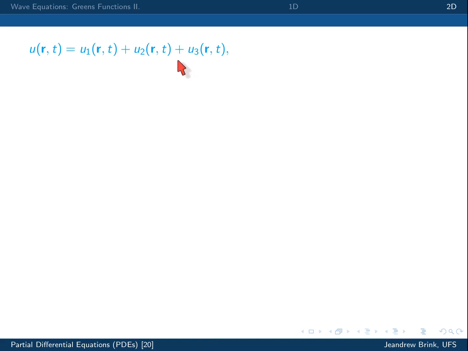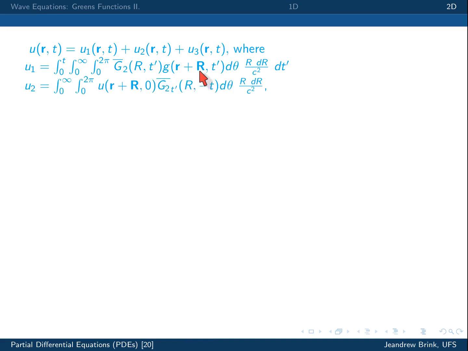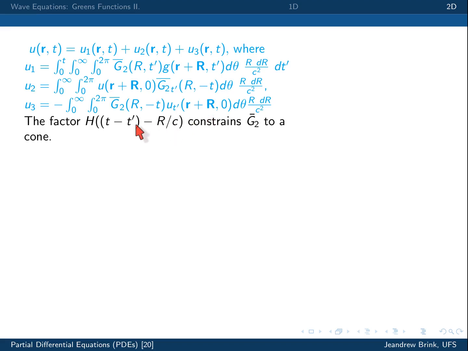Just to reiterate what we had on the first slide, we're going to break it up into 3 terms. The first term deals with the forcing. The second term deals with the initial condition. And the third term adds the contribution of the derivative of the initial condition. Just to reiterate something I've previously said, this factor of H restricts the domain of integration, so it restricts this G2 to a cone in space-time. I'm going to plot it for you now so that you can see what it looks like.